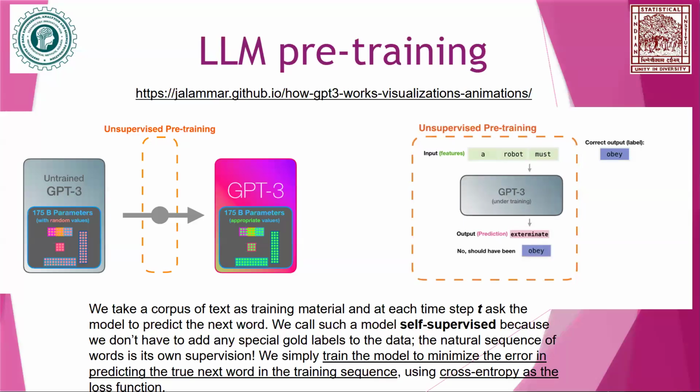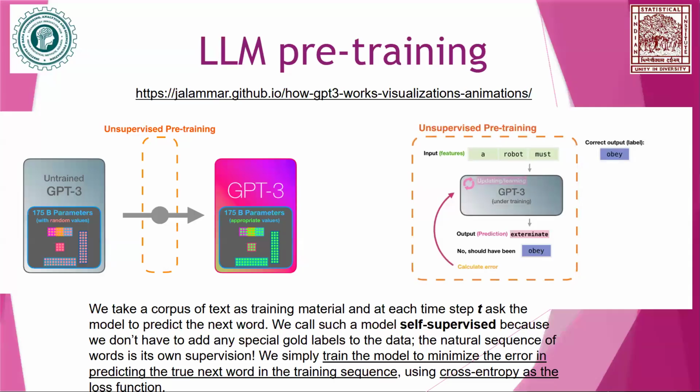You have this, the correct output label expected is obey. Remember that this sentence is already in the text. Nobody has created this label by hand. There is some article or some novel somewhere where there is a sentence, a robot must obey. You may have read the Asimov books, or maybe you are too young for that. So there are laws of robotics, right? That a robot cannot harm human beings and things like that. So this example is perhaps referring to one such book or some article on that.